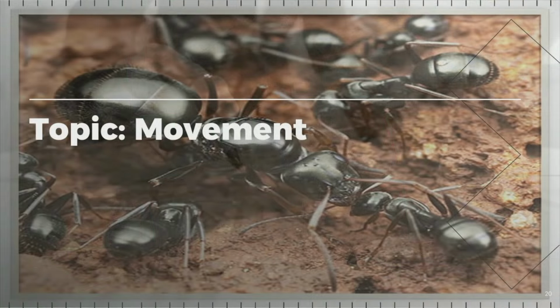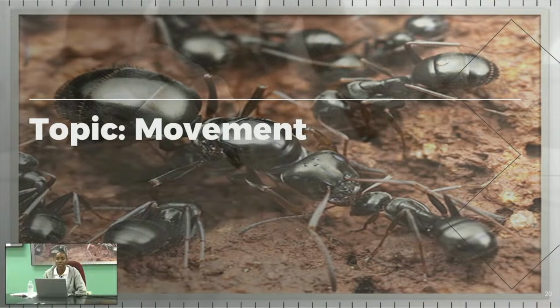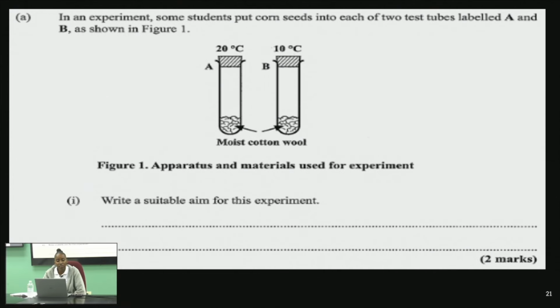So the next topic that we're going to be moving on to is movement. And we know that we have movement in animals and we have movement in plants, right? Now, we'll be looking at our question, which says, in an experiment, some students put corn seeds into each of 2 test tubes labeled A and B as shown in the figure on screen. Now, it says, write a suitable aim for this experiment.